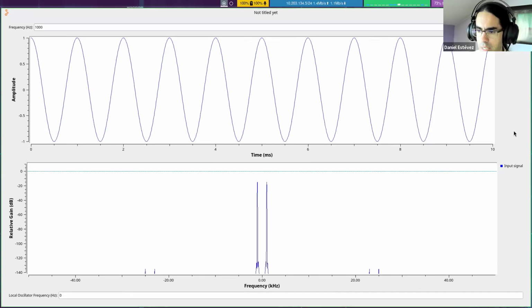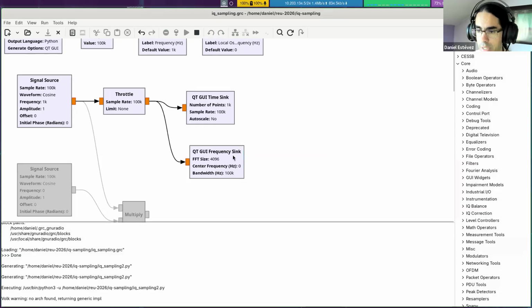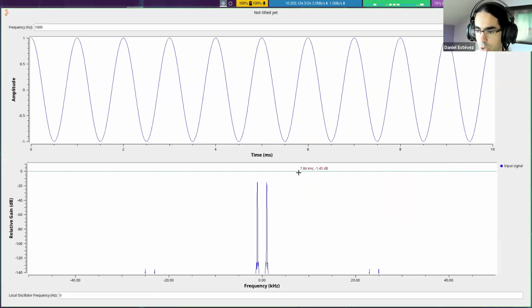Nothing very surprising, but the important thing is here. This is the frequency sink I have in here, and this is showing the spectrum of this signal. If you know something about Fourier analysis, you might remember that if we have a pure tone at a given frequency, in this case 1 kilohertz, we expect to see a peak on the Fourier transform, which is the spectrum, so a peak in the spectrum at the frequency of that signal.